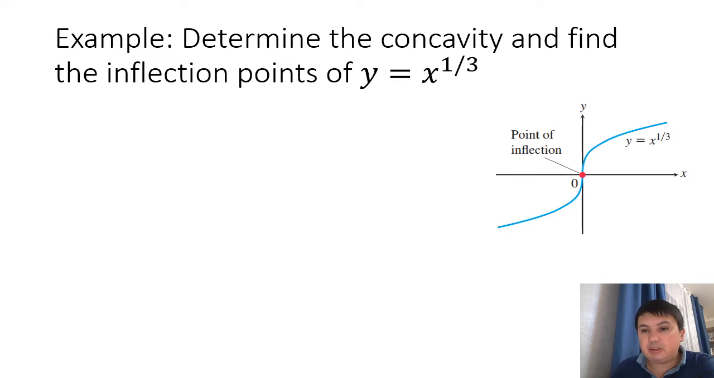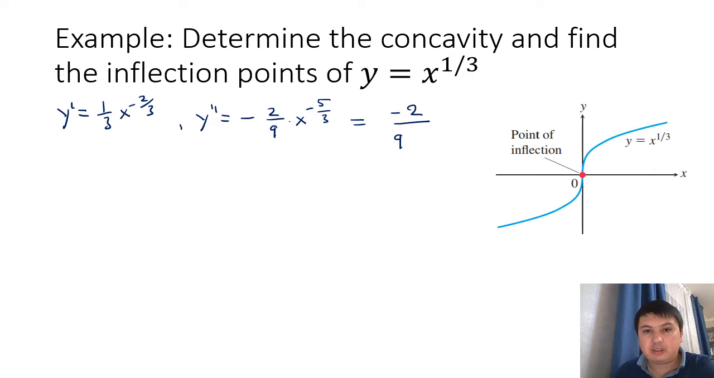Let's look at another example where we would like to investigate concavity and find if there are any inflection points. Well, again, we need to look at the second derivative. The first derivative is going to be 1/3 x to the minus 2/3, and the second derivative would be minus 2/9 x to the minus 5/3, right? Or if you like, this is minus 2 divided by 9 times the cube root of x to the 5.